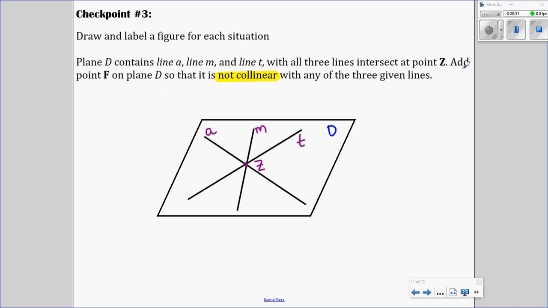So now they said add point F on plane D so that it's not collinear with any of the three given lines. And that's it. It's not on the line, it's on the plane, but it's not collinear, because not collinear means it's not on the line.